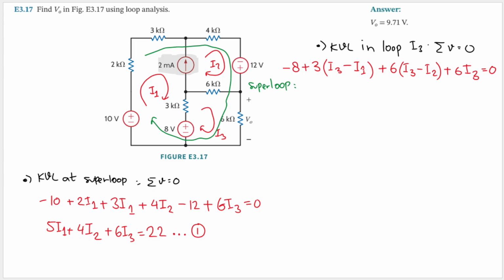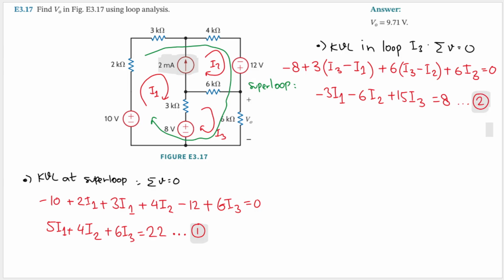Now, I1 only comes from this place, so we will have minus 3I1. And this one here, I2 only comes from here, so we will have minus 6I2. Then 3 plus 6 plus 6 is 15, so we'll have plus 15I3. All of that equals, moving the minus 8 to the right hand side, 8. This is the second equation. So far we have equation number 1 and equation number 2.